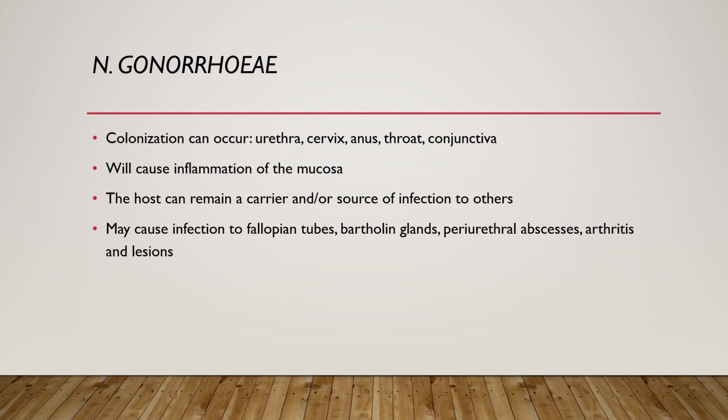Neisseria gonorrhea can colonize the urethra, the cervix, the anus, the throat, and the conjunctiva. It will cause inflammation of the mucosa, and it's highly transmissible because it has pili, and the pili of the cells hang on to the mucosa of the host. The host can remain a carrier and a source of infection to others, and Neisseria gonorrhea can lead to infection of the fallopian tubes, the Bartholin glands, periurethral abscesses, and arthritis and lesions.